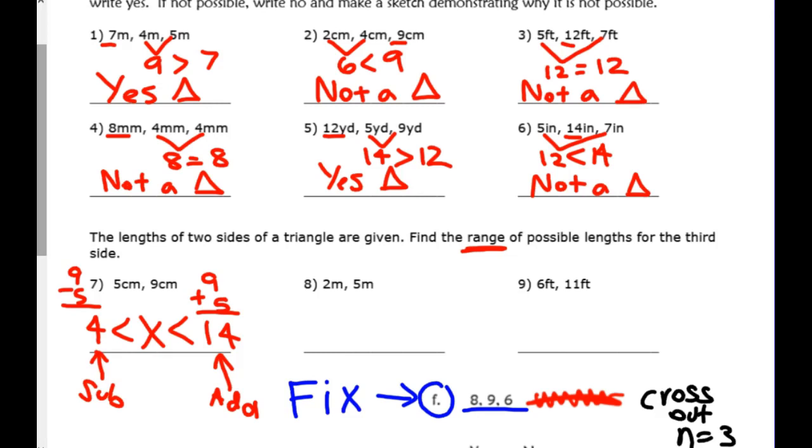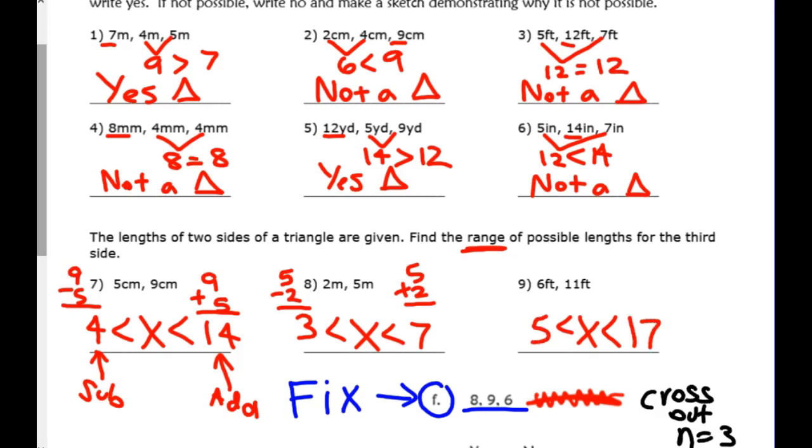So everyone looking up here, right? So number 8, let's do it again. What do I start with in the middle? X with my less than signs. What do I do on the left? Subtract. You always do big minus little. You can't have a negative length, by the way, right? So 5 minus 2 is 3. And on the right, 5 plus 2 is 7. The range of values for number 8 is between 3 and 7. And we can do 9 real quick. X less than. 11 minus 6 is 5. 11 plus 6 is 17.